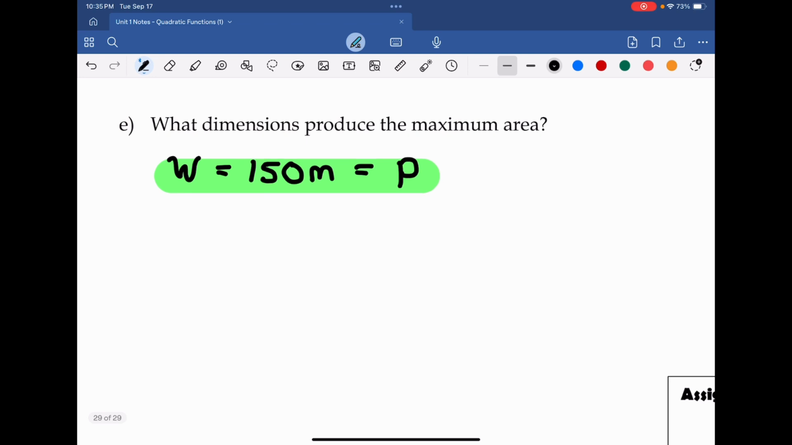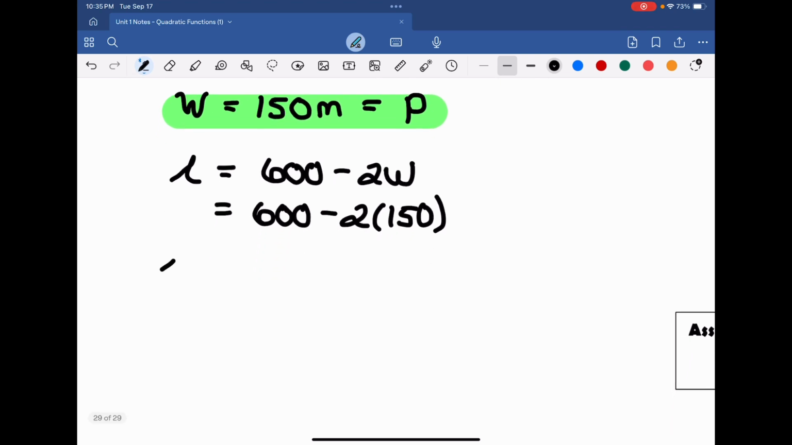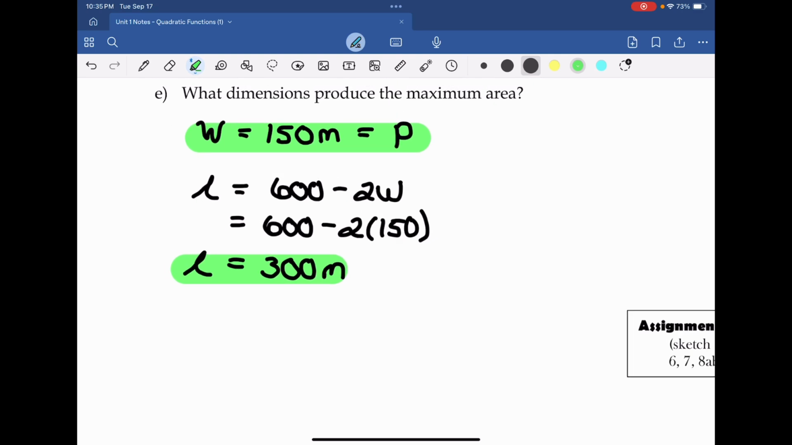We can highlight this. Our length was generated from the following statement. Length is equal to 600 minus 2 times the width. That's the same as saying 600 minus 2 times 150. 2 times 150 is 300. Therefore, our length is equal to 600 minus 300, which is equal to 300 meters. There we go. Now, if you wanted to confirm these, plug them back into the perimeter equation, and that will give you these exact values here.